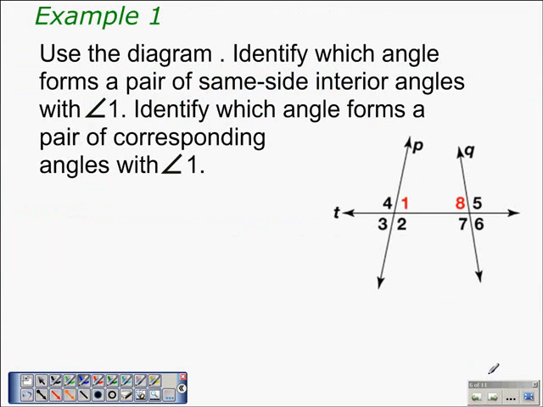This example 1 says to use the diagram, identify which angle forms a pair of same side interior angles with angle 1. So angle 1 and angle 8 are same side interior angles. It also asks us to identify which angle forms a pair of corresponding angles with angle 1. Remember, corresponding angles are on the same side as the transversal. One's interior, which is angle 1, and one is exterior, so in this case angle 5. So we would say that angle 1 and angle 5 are corresponding angles.